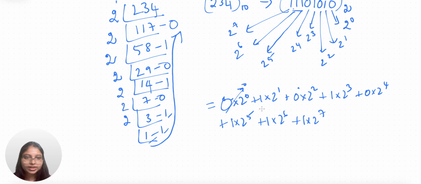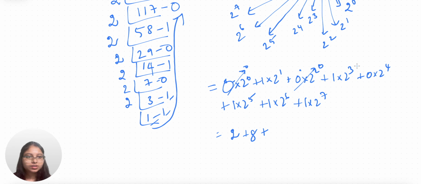So the first one is 0. You have 1 into 2 power 1, which is basically 2. 0 into 2 power 2 is again 0. 2 power 3 is 8, so 1 into 2 power 3 is 1 into 8, which is 8. 0 into 2 power 4 is yet again 0. And then 1 into 2 power 5. 2 power 5 is 32, so 32 into 1 is 32. 2 power 6 is 64, so plus 64, 64 into 1 is 64. And then 2 power 7 is 128, so 128 into 1.